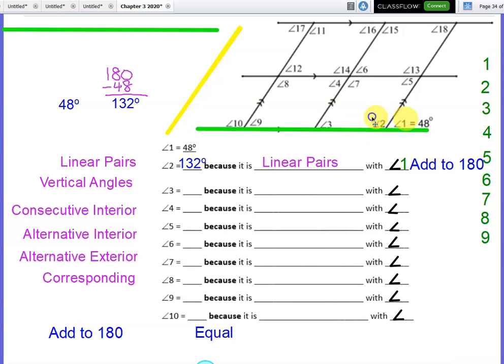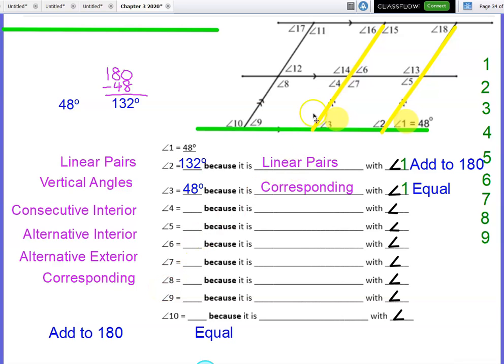Now let's look at angle 3. Now we have lots of choices. There's angle 3 right there. I can either compare it to angle 2 or I can compare it to angle 1. And if I compare it to angle 1, I notice that they are corresponding. So that's going to make them equal. But if I compare it to 2, they're supplements. So which is easier? So those are corresponding angles with angle number 1. And corresponding angles are always equal. So that's going to make it 48 degrees.